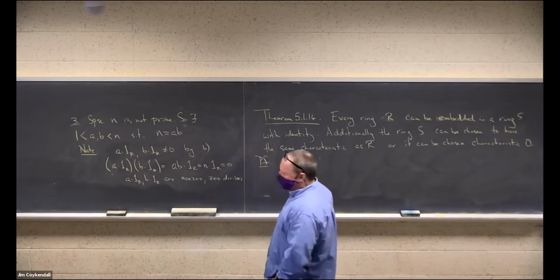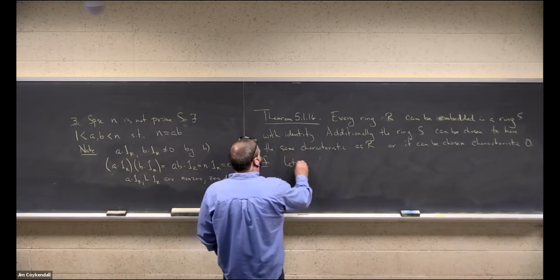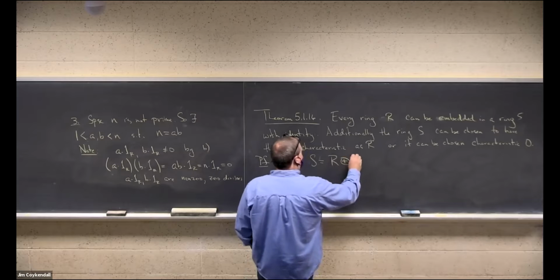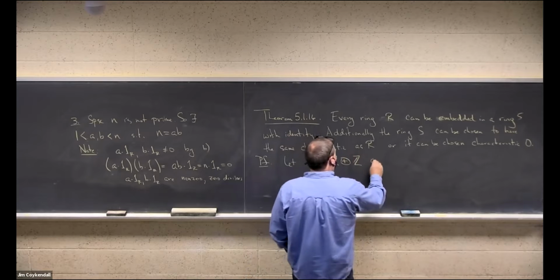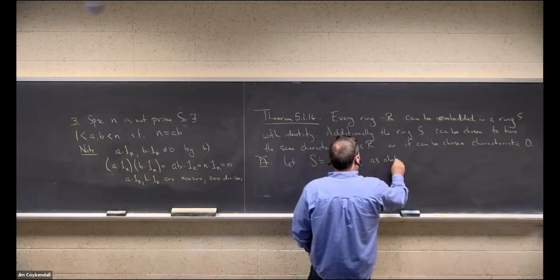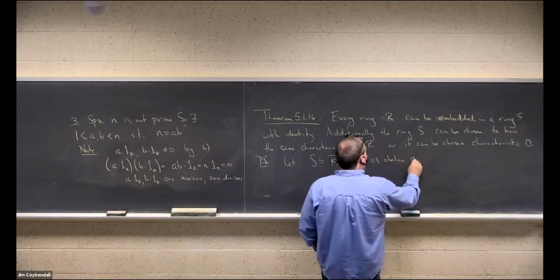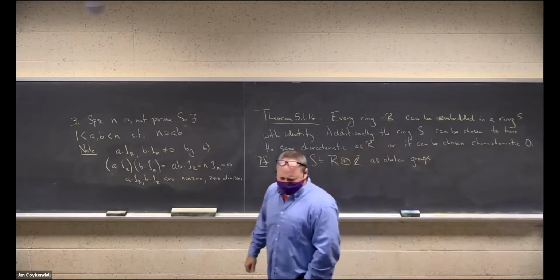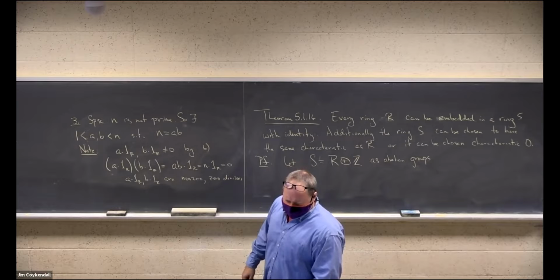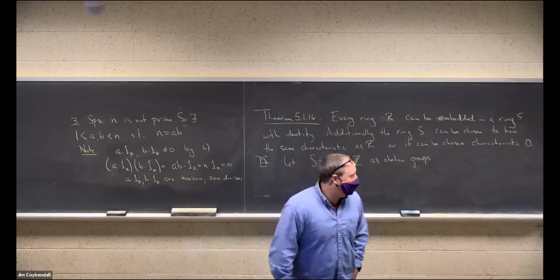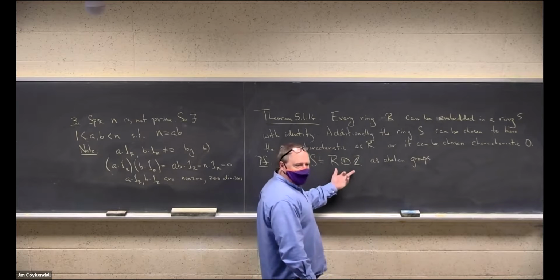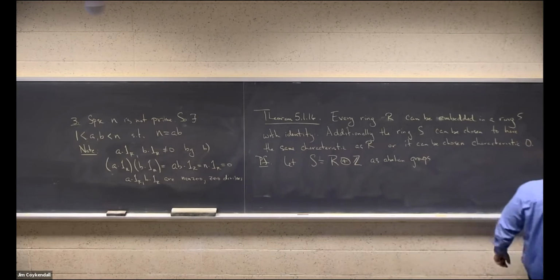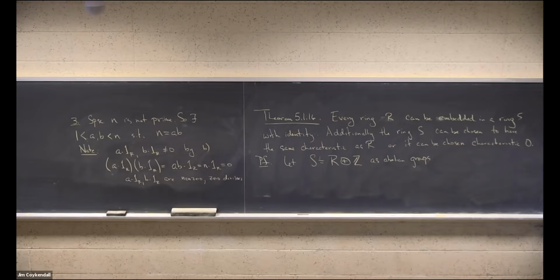Let's let S be R cross Z, but I want to take and multiply it. I don't multiply this component wise. That's not going to work for us. Here's the way we'll multiply it.